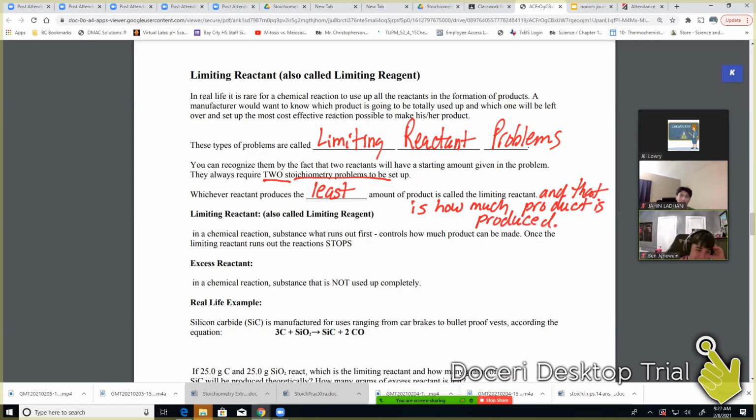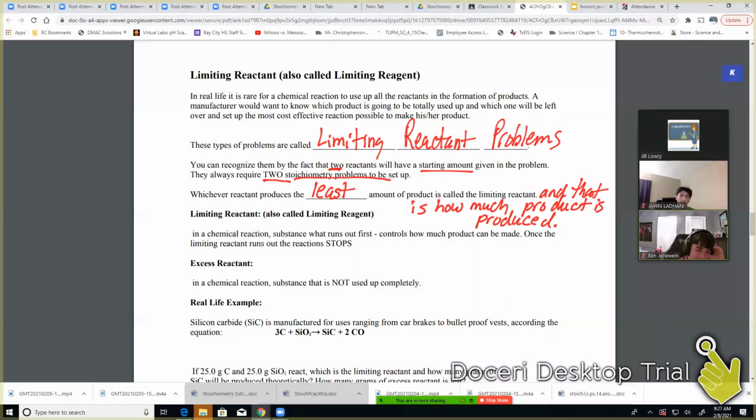If you're doing a problem and you're given two starting amounts, and the two starting amounts are both for reactants, then that's going to be a limiting reactant problem. In the past, our given may have been a product, but on these, your given has to be a reactant, because that's what you're interested in. You're really interested in all of the reactants. While the stoichiometry problem itself is still only going to involve two parts of the equation, by the time we do the two stoichiometry problems, we end up using three parts of the equation.